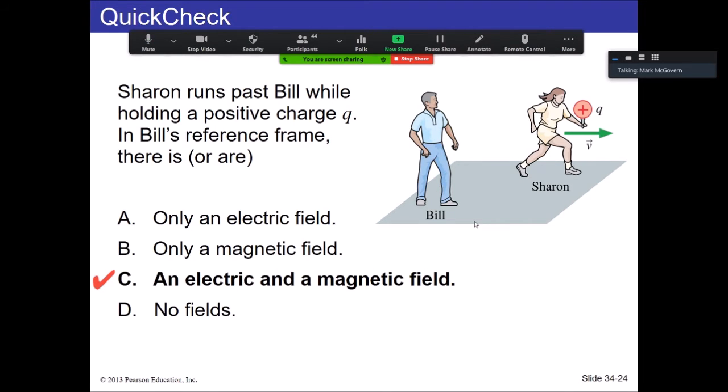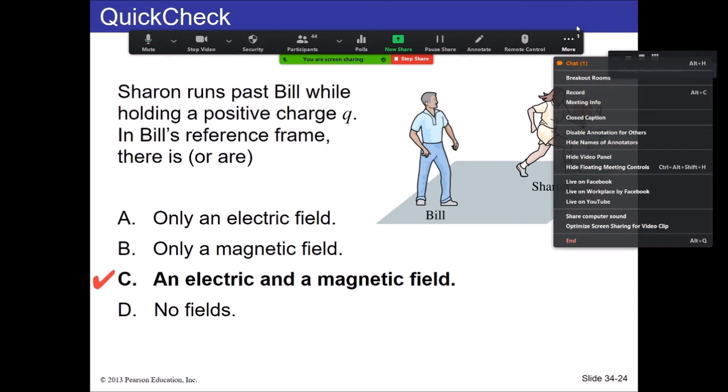I think we're seeing a magnetic field as well, right? Why are we seeing an electric field? Because there's a charge, right? Why are we seeing a magnetic field? Because the charge moves. So we actually see both.